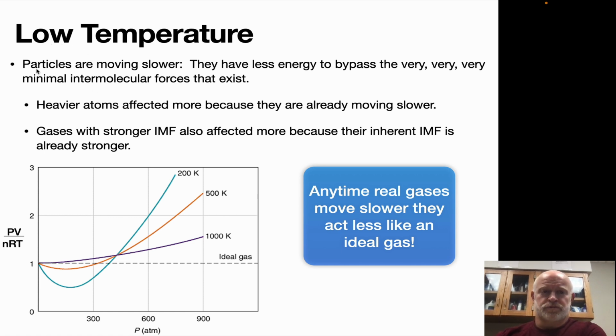So under this scenario of low temperatures, because they're moving so slow, heavy atoms are going to play a bigger role because they're already moving slower. And gases with stronger IMF are going to play a bigger role because they have stronger attraction forces.